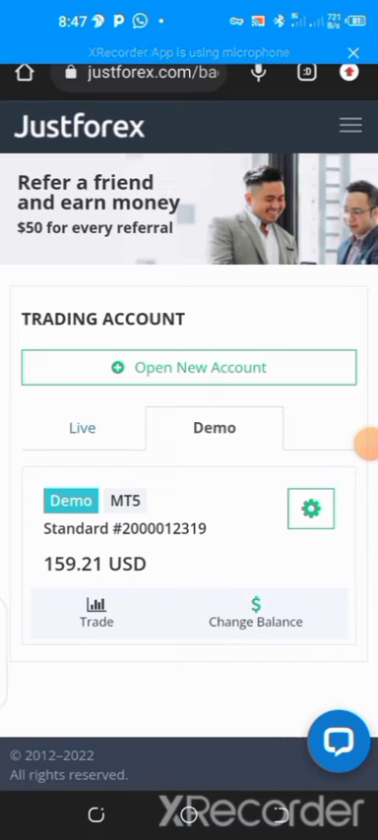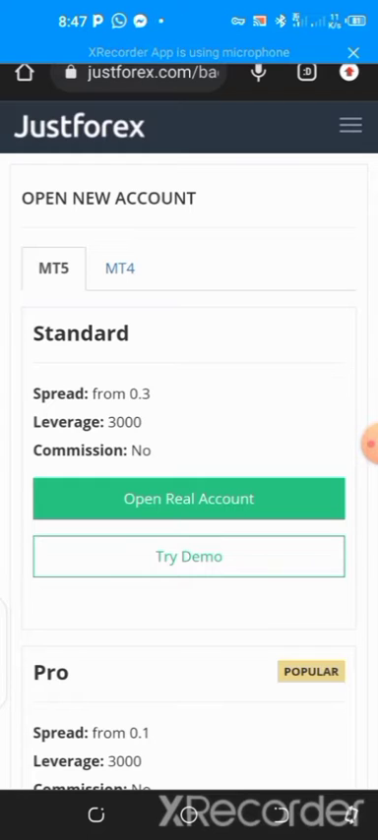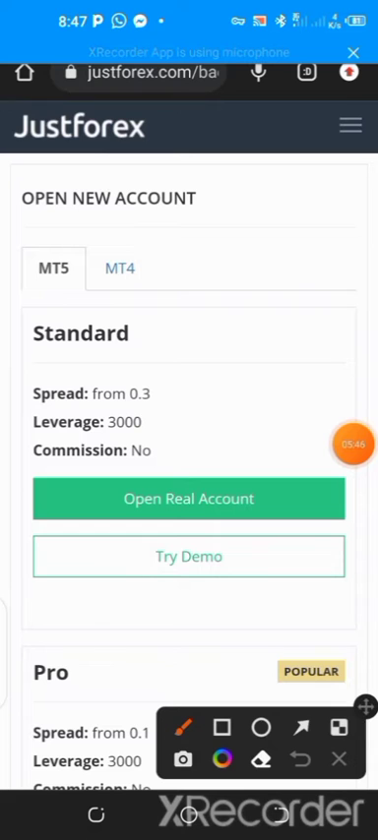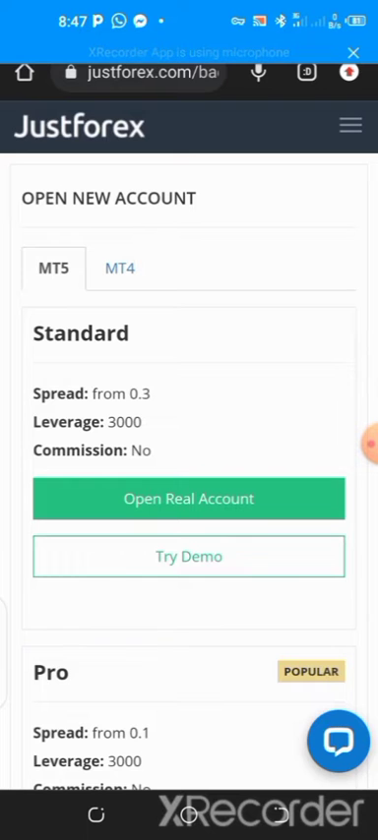Open new account. I tap to open new account. Let's see what we show. The network is disturbing. Okay. Now they will show you something up here. You see MT5, MT4. So you choose whether you want to use the MT5 apps or the MT4 apps to connect to your brokerage. So I will take my MT5. It doesn't matter which one you take. It's already MT5.